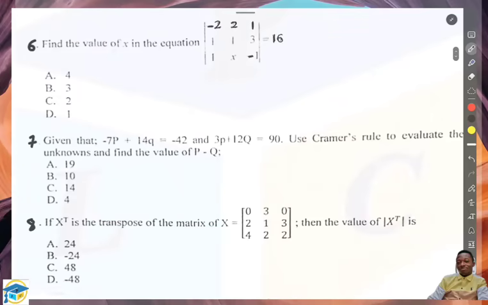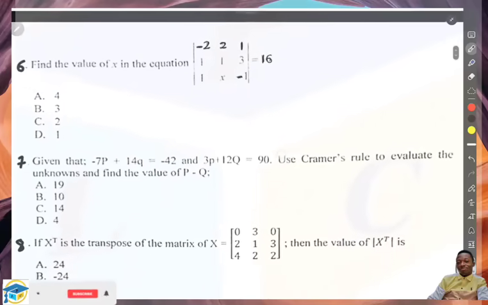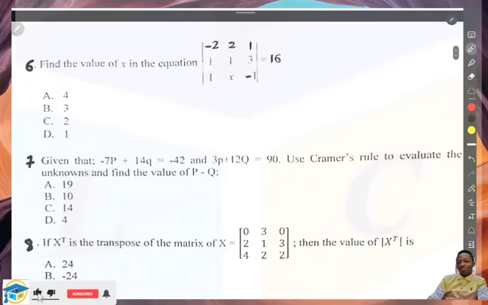Find the value of x in the equation. So we have -2, 2, 1, 1, 1, 3, 1, x, and then -1, and all is equal to 16. So here, all that is trying to tell us is that you need to find the determinant of what? This matrix. And once you find the determinant of this matrix, it should be equal to what? 16. So let's see how you find the determinant of a matrix using the arrows approach.